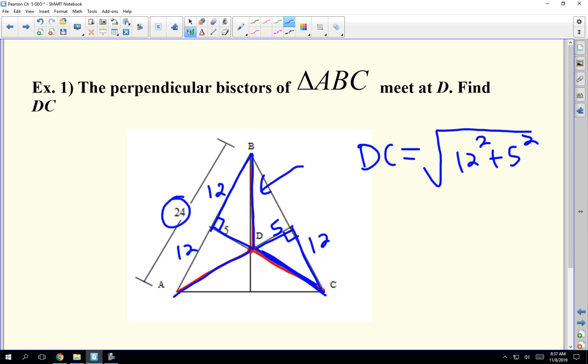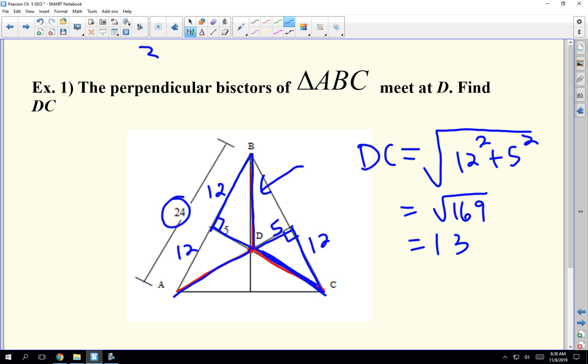But 144 plus 25 is 169. Square root of 169 is 13. So that's my length. So yeah, 5, 12, 13. It's kind of a little trick for taking SATs, ACTs, to know some of your Pythagorean triples. It'll save you a lot of time.